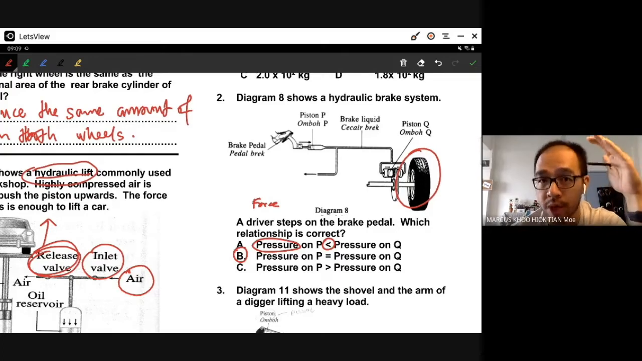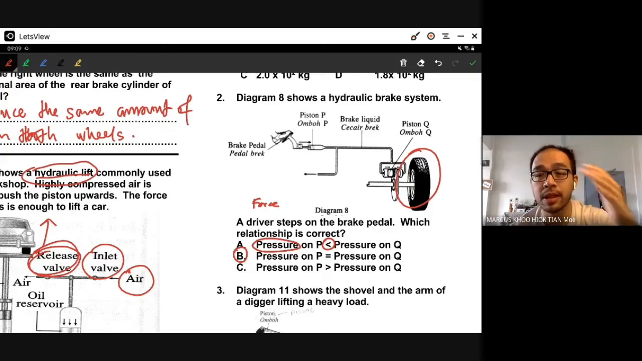But in terms of the pressure, remember Pascal's principle. Pascal's principle states that pressure is equally transmitted throughout. Okay, so the answer will be B.